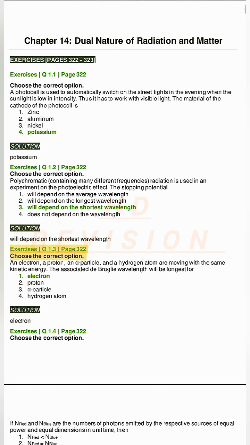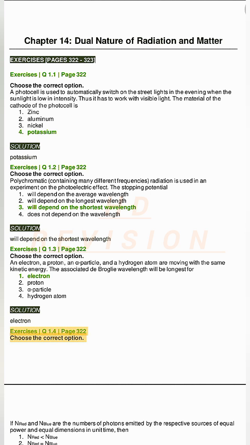Exercises Q1.3, page 322. Choose the correct option. An electron, a proton, an alpha particle, and a hydrogen atom are moving with the same kinetic energy. The associated de Broglie wavelength will be longest for: 1. Electron, 2. Proton, 3. Alpha particle, 4. Hydrogen atom. Solution: Electron.